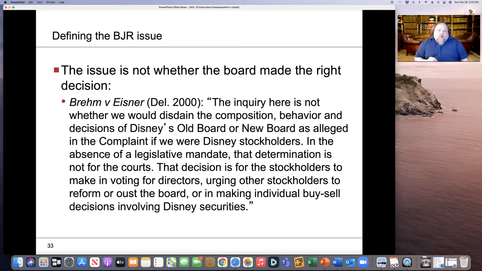Because you see, the critical thing under the business judgment rule is not whether the board made the right decision. The critical thing under the business judgment rule is whether the board acted rationally. Right? The Supreme Court, in an earlier decision in the Walt Disney litigation, had explained that the question before the courts when they review compensation decisions is not whether the court would disagree with the decision the board made. That's an issue that's left to the shareholders. And if the shareholders don't like the board's decisions, then they can vote them out of office. But it's not up to the courts to decide whether they should have paid Michael Ovitz $120 million instead of $140 million.